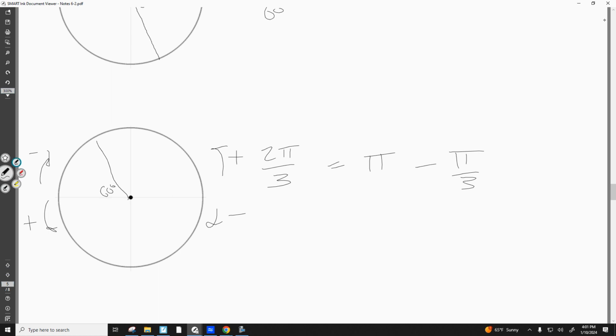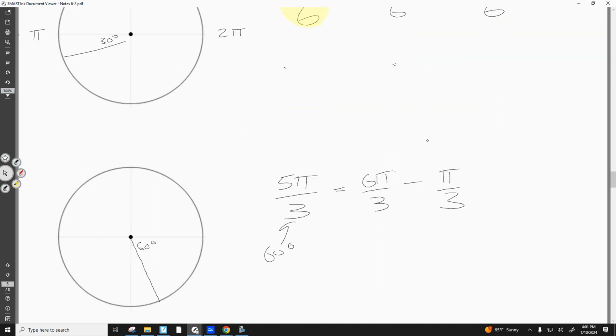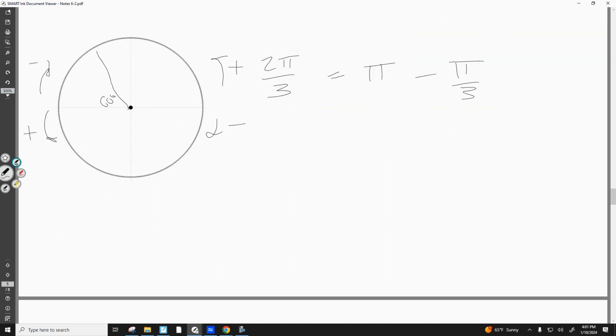What about 7 pi over 4? Where's 7 pi over 4? I don't care about its equivalent degree measurement. I care about its location and its reference angle. That's it. That's what I want.